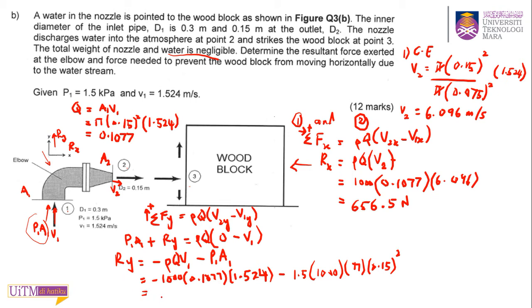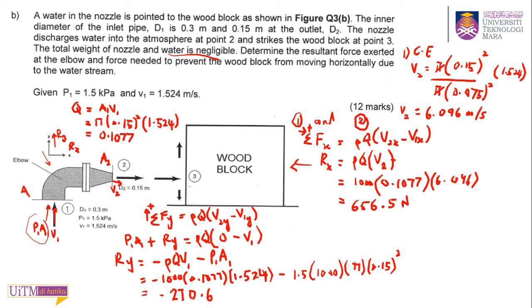Apa? Resultant force in Y direction. Anyone yang dah kira? Boleh cakap, tak semestinya orang yang sama, siapa je yang dah kira? What's the value for RY? Negatif 270.6. 270.6.